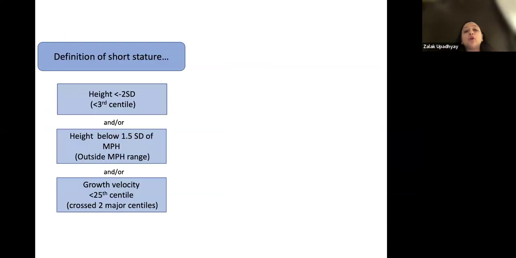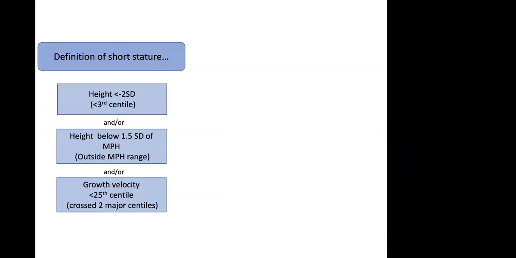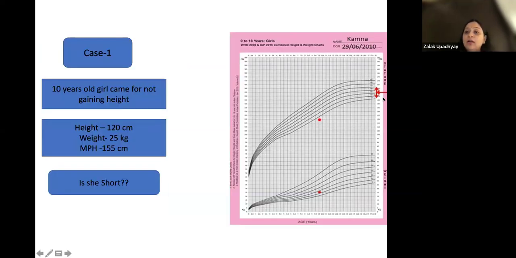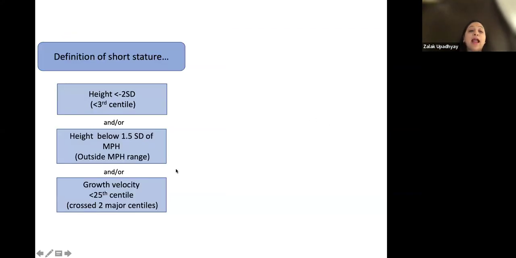So, the definition of short stature is height less than minus 2 standard deviation or less than third centile, height below 1.5 standard deviation of MPH or outside range. If you cannot calculate, outside this range, as we have seen, the child should grow between these lines, but it is again below the MPH range. And the growth velocity is also very important. So less than 25th centile of growth velocity, I will show you the growth velocity curves also, and crossing two major centiles. Now again, remember this is abnormal.